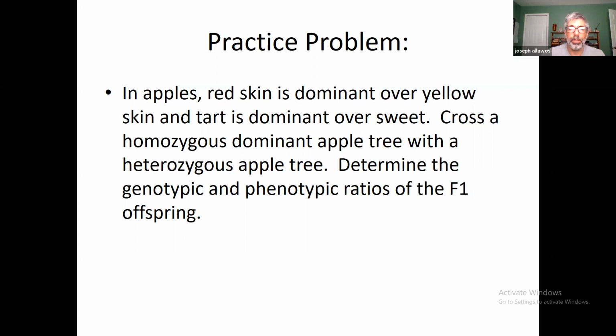So here's a practice problem. It says in apples, red skin is dominant over yellow and tart is dominant over sweet. And then now it's telling you cross a homozygous dominant apple with a heterozygous apple, determine the genotypic and phenotypic ratios of the F1. You can only do the first cross in this example. You can't do the F2. So pause the video and work this problem, and then I'll be back to work it with you after you're done pausing.